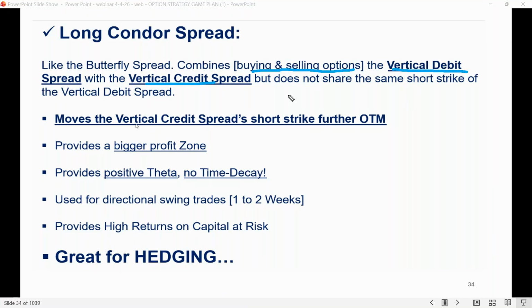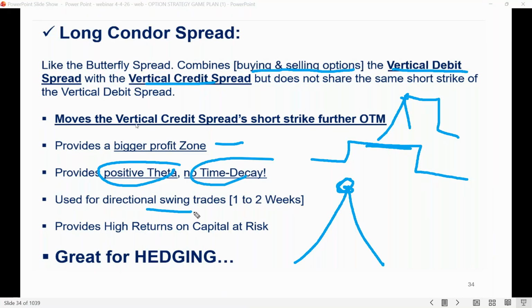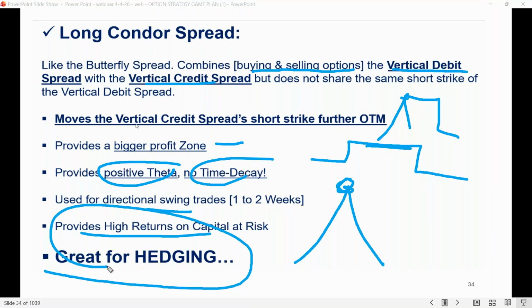So what the long condor does for you, instead of having that really tight needle to thread to get that max profit, is widen out your profit zone. The risk profile looks kind of like that. It moves the credit spread short strike further out, giving you that wider, bigger profit zone. But again, it's going to give you positive theta, or time decay. And these are also great for swing trades, 1 to 2 weeks out, great return on capital, fantastic for hedging.